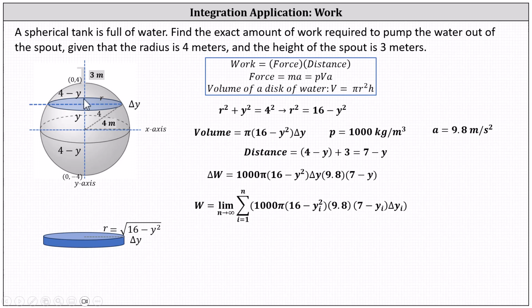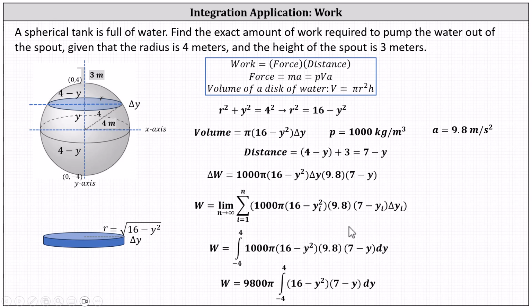And because the water in the tank is from y equals -4 to y equals +4, the total work equals the definite integral from -4 to 4 of 1,000 pi times the quantity 16 minus y squared times 9.8 times 7 minus y dy. Notice we're only integrating from -4 to 4 where the water is. We're not integrating all the way to the top of the spout. Let's go ahead and simplify. 1,000 pi times 9.8 is 9,800 pi, and therefore the work equals 9,800 pi times the integral from -4 to 4 of the product of 16 minus y squared and 7 minus y dy. Let's continue on the next slide.